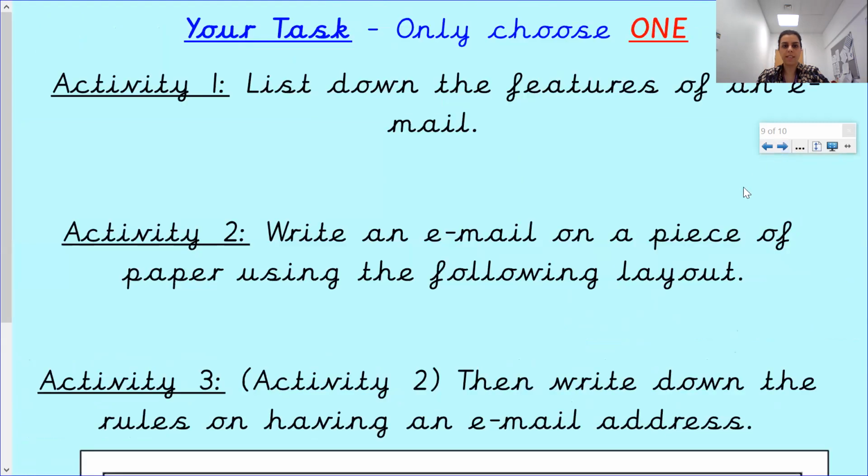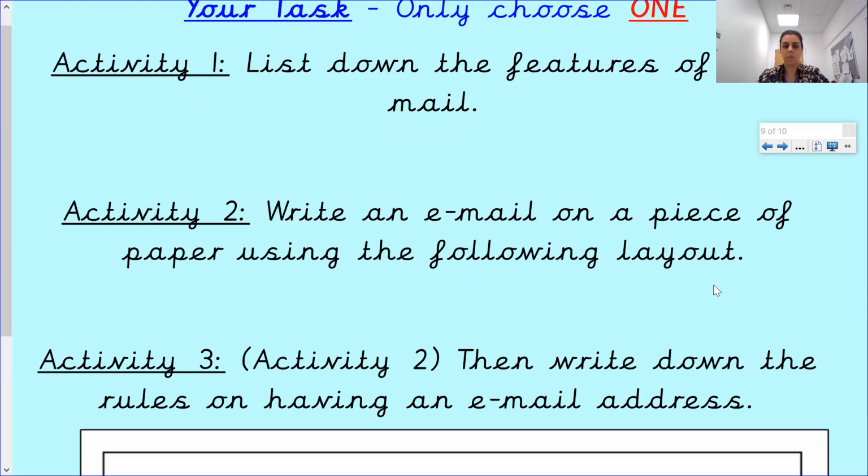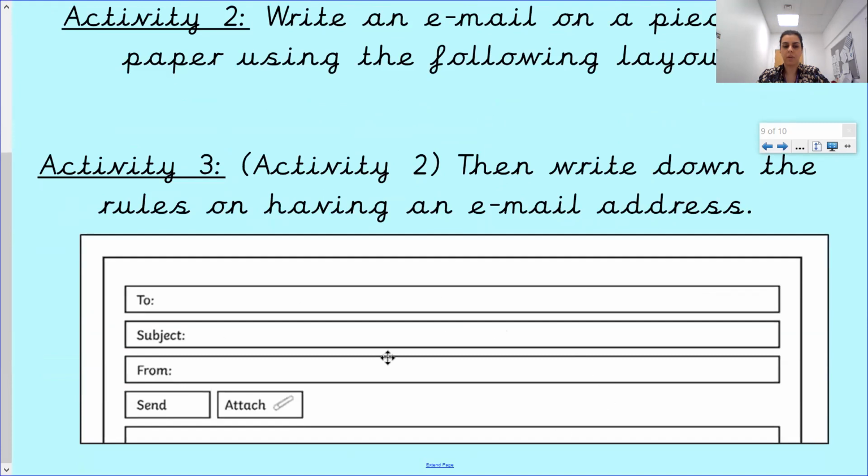Okay, so today's activity, after you've done the ones that you've already looked at, your task. I'd like you to choose either activity 1 or activity 2. Activity 1 says I want you to list down the features of an email. So that would be things like the address, whether it's BCC, etc. Or activity 2, I'd like you to write an email on a piece of paper using the following layout. And this is the layout down here like we showed you before.